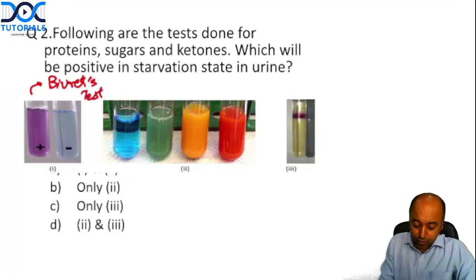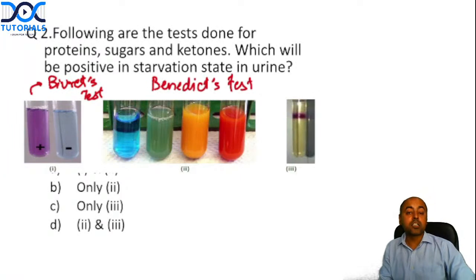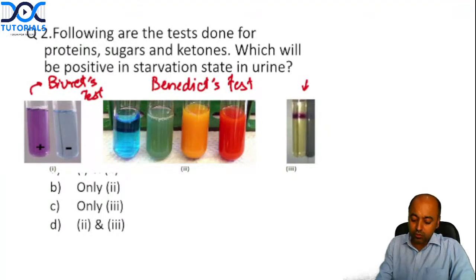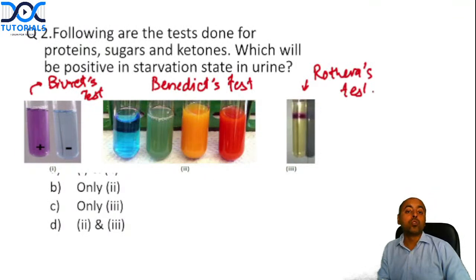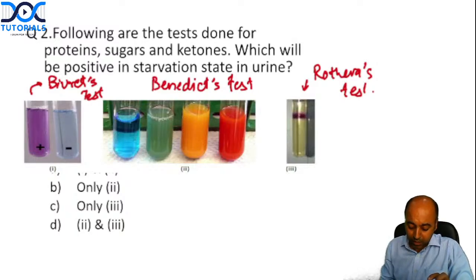Number 2 is for sugar, and most of you know this is the Benedict's test. I'll show you the Benedict test again, don't worry. And number 3 is for the ketones. This is the Rothera's test. So the test for protein is Biuret, the test for the sugars, carbohydrate, is the Benedict test, and the Rothera's test is for ketones. Now the question says starvation state.